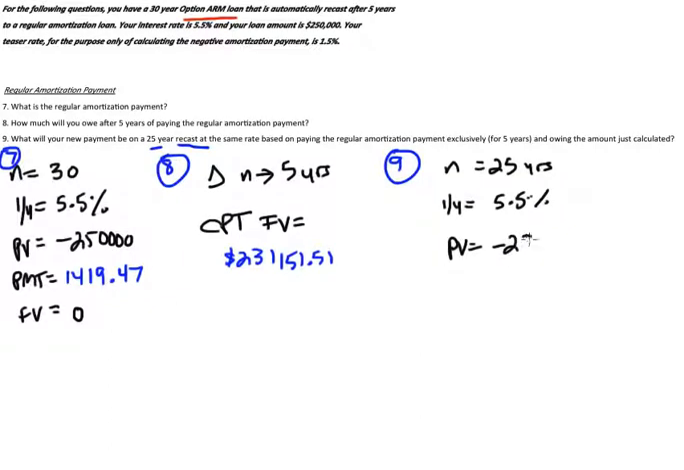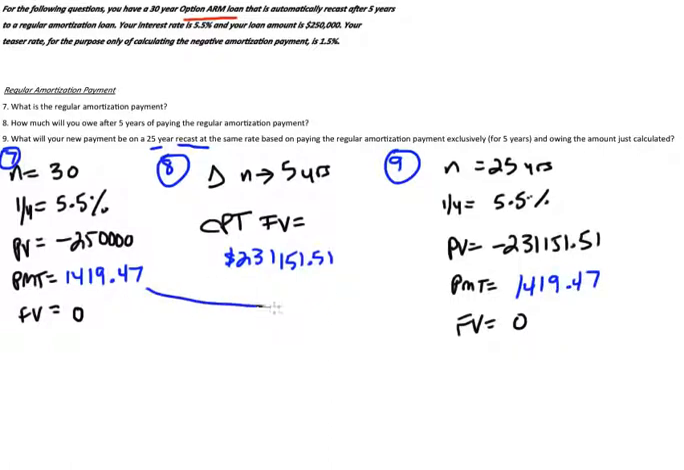Okay, so now I owe $231,151.51. I have to find my payment. And because we are recasting to regular amortization, our future value will again be 0. So I'm going to plug this in as such on my calculator, making sure that I get my future value to 0. That's very important because we have a number there already for it. And unsurprisingly, my payment is $1,419.47.